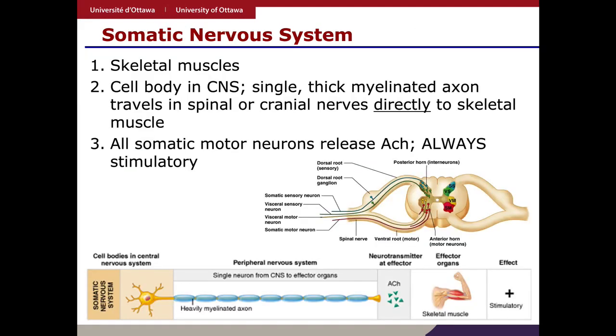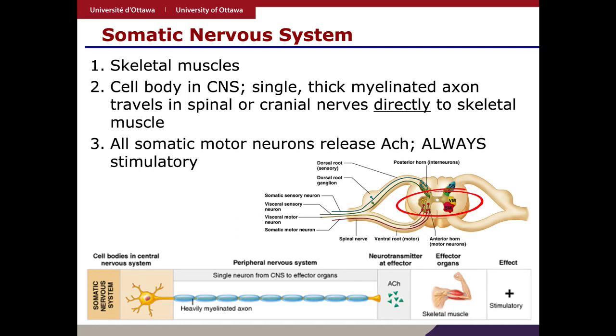Motor neurons of the somatic nervous system innervate skeletal muscles. The cell bodies lie in the ventral horn of the spinal cord, which is in the CNS.